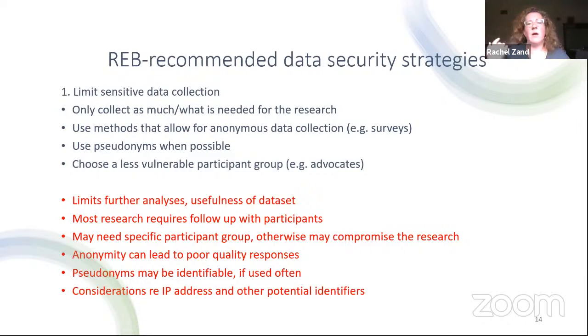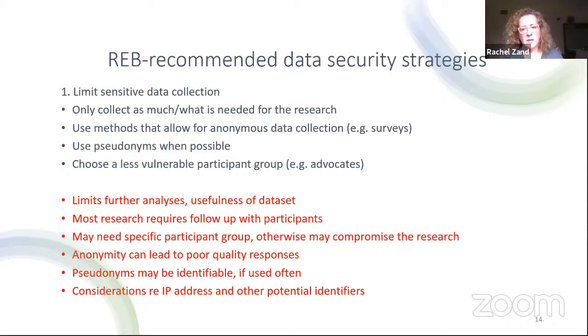So here are some of the REB recommended data security strategies that we have now. And what I have is what the REBs look at, and then some of the issues that arise from these recommendations or gaps in recommendations. So the first one that we have is to limit the sensitive data collection. We ask that researchers only collect as much as is needed for the research, that whenever possible, they use methods that allow for anonymous data collection. We ask that for higher risk research, use pseudonyms when possible.